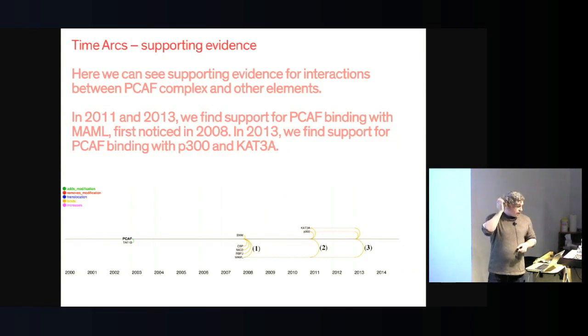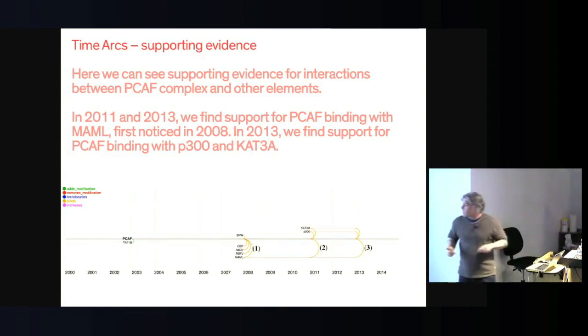And one of the things that this project lets us do is to identify supporting evidence. So in this case here, we can see that PCAF first appeared in the literature. Someone studied it in an experiment in 2002, and at least in the database we had at the time, which again I think was 250,000 papers, no one else wrote about that protein until 2008, at which time another paper came out and noticed that PCAF had this binding relationship with 5 other proteins.